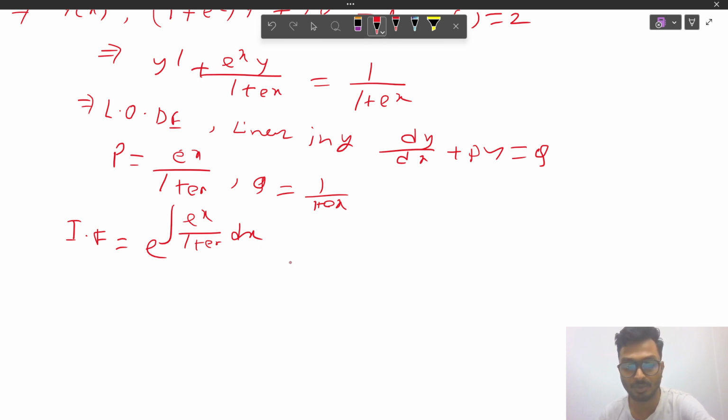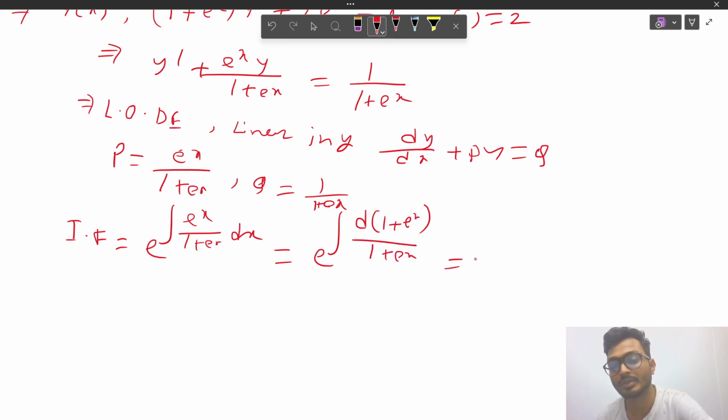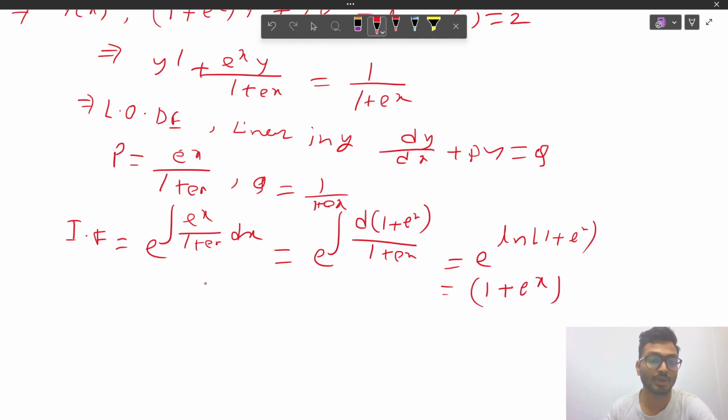This is the integrating factor. So this equals e to the power integral of d(1 + e^x)/(1 + e^x), since if we differentiate 1 + e^x we get e^x dx, which is present in the previous expression. So we can write e to the power ln(1 + e^x). Now e to the power ln(1 + e^x) gives 1 + e^x. So we get the integrating factor.